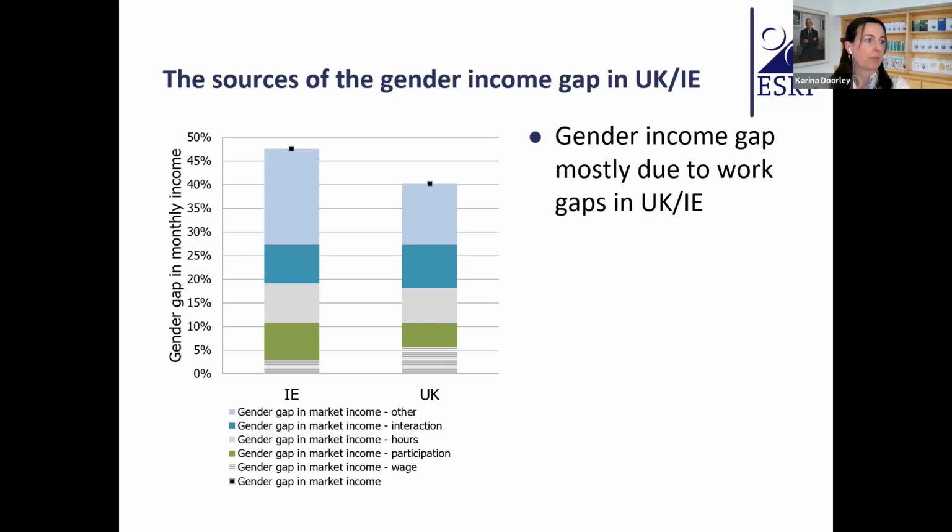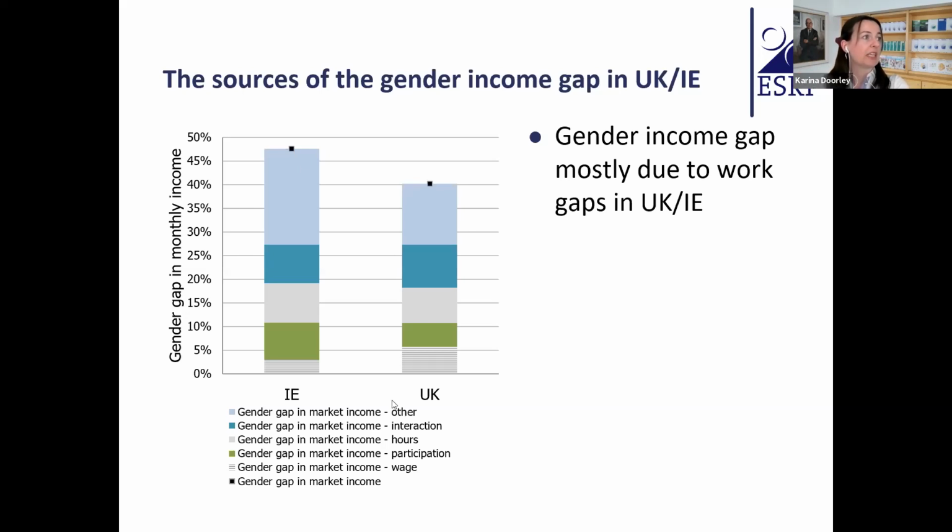And moving up, the green portion of the bar shows the gender gap in market income that is due to differences in participation between men and women. That's quite a bit bigger in Ireland and maybe not so big in the UK. Moving up, the light grey part of the bar shows the portion of the gender gap in market income that's due to different hours of work. And this is quite a chunky portion of the overall gender gap in market income. And then the next bright blue section of the bar shows the interaction between these three effects: the unexplained gender wage gap, the participation gap, and the hours gap.